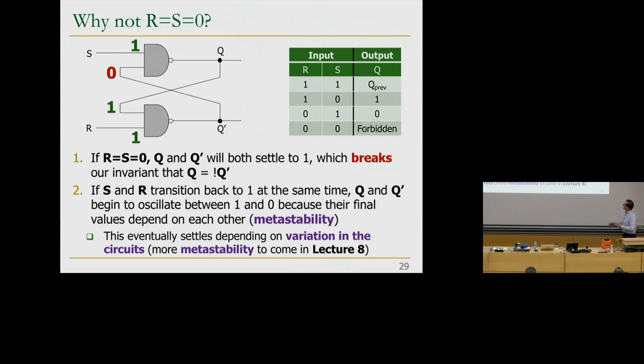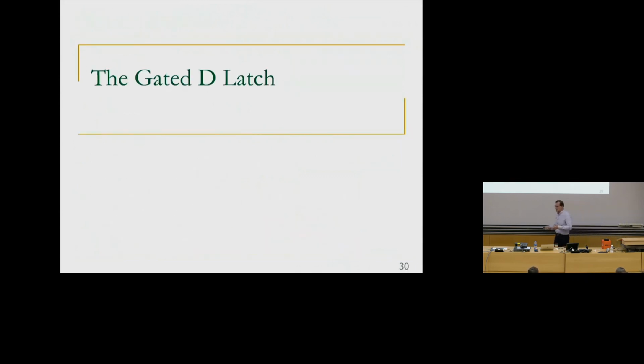Okay, so it eventually settles depending on the variation in the circuits, but it may never settle if the circuits are perfect. We'll cover this in lecture 8 a bit. I don't know if that's the correct lecture number, but probably it is. For now, assume that we should never do this. It's a forbidden state.